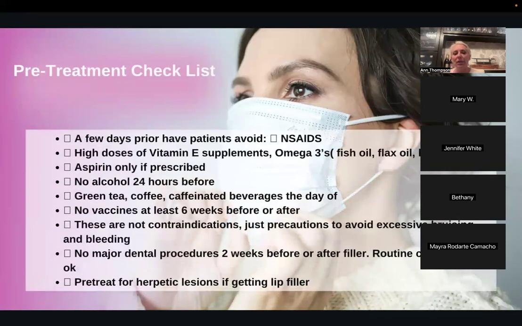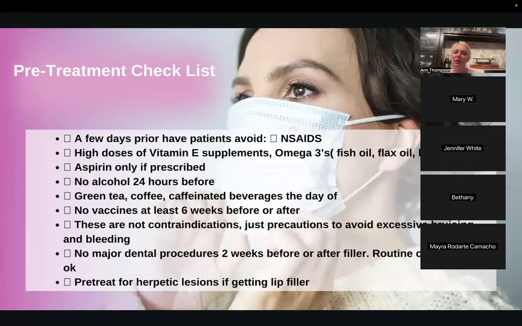This is going to be the pre-treatment checklist. Obviously, this is something that is ideal, but you have patients that will come to you that drank a cup of coffee that day or had a glass of wine at dinner the night before, and may or may not be honest with you. But these are the things that you want to go over with your patient before you inject them with filler.